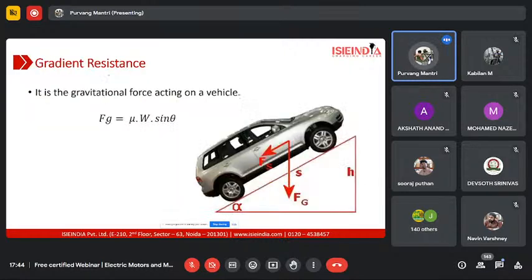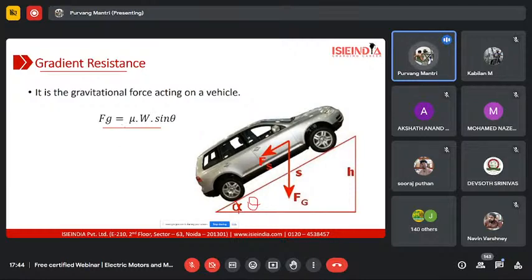And lastly, we have gradient resistance. Gradient is the angle of the surface on which the vehicle is driven. It is nothing but the gravitational force which is pulling the vehicle down. That is the gradient resistance, and it is calculated by another simple formula: Fg is equal to mu W sin theta. Theta is the angle. In this image it is showing alpha, but we consider theta. Mu is again the coefficient of friction, the same one we used in the rolling resistance, W is again the weight of the vehicle, and theta is the angle of the gradient.